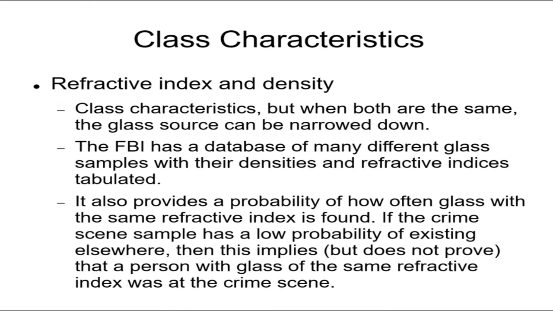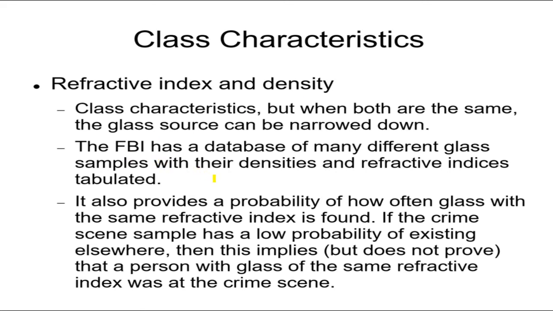So we have these class characteristics of refractive index and density. When both refractive index and density are the same for the suspect glass and the crime scene glass, we can again make some kind of connection. Or if we have glass found in, let's say, a criminal hideout, and we don't know where it came from, we can narrow down the sources by getting the refractive index and density. We see the company that makes glass of this refractive index and density, and we'll see what are the customers of this company. So we can again get a lot of information out of glass. And again, glass is found everywhere.